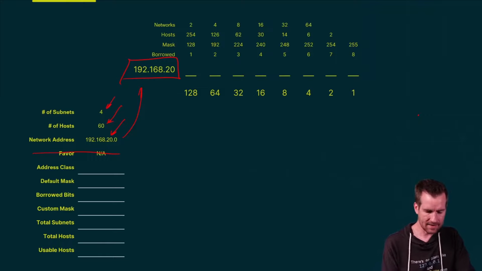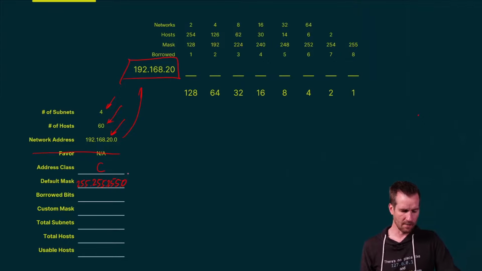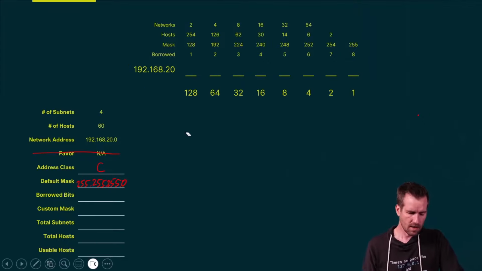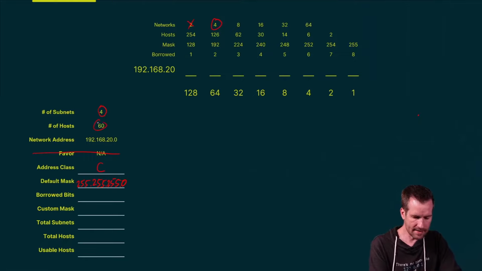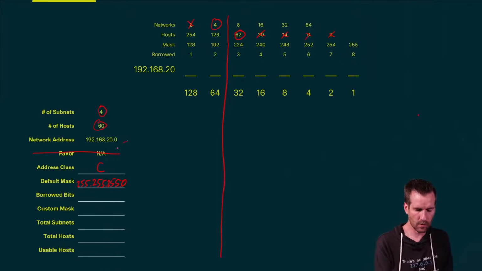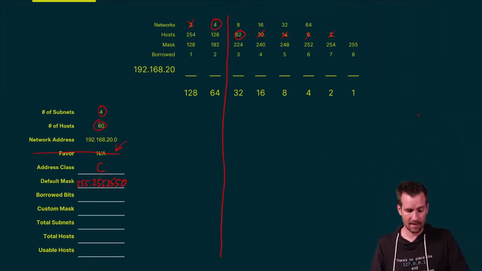So the first question asks us what class it is. Well, it's a C. What's the default mask for a class C? Well, that's 255.255.255.0. How many borrowed bits? We still need to figure that out. So we need 4 subnets. So this one's not going to work, but this one will. We need 60 hosts, so that won't work, that won't work, that won't work, that won't work. This would. So there's only one place that we would draw the line. If there was multiple places, that's where we would need to know if we're going to favor the network side of it, favor the host side of it, or find something in between.